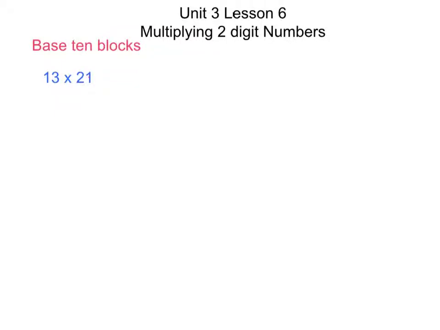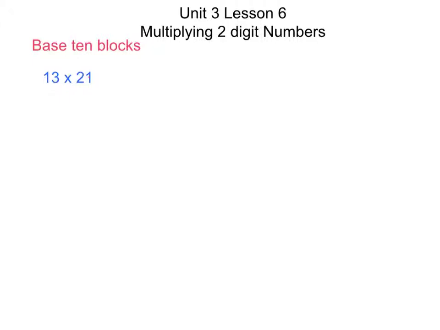Okay, this is Unit 3, Lesson 6, and this is where students are multiplying two-digit numbers. So a two-digit number by a two-digit number, and neither of the numbers is really that friendly. None of them are multiples of 10, so sometimes this can be a little tricky. One strategy that the students are learning to use would be base 10 blocks.